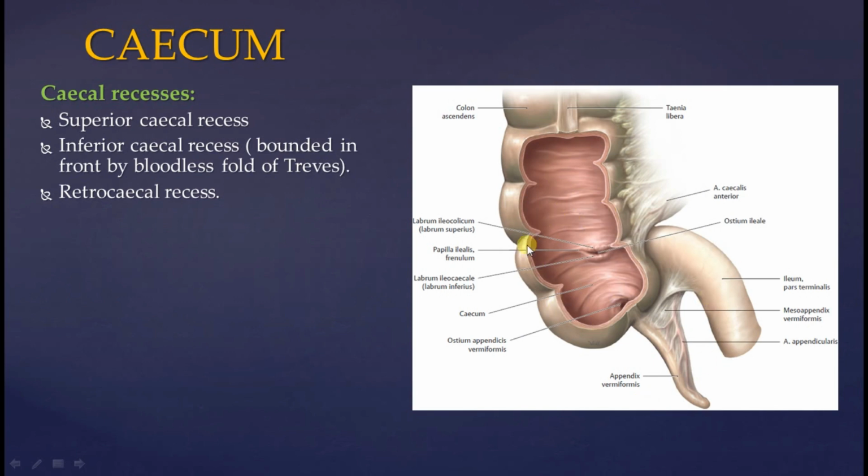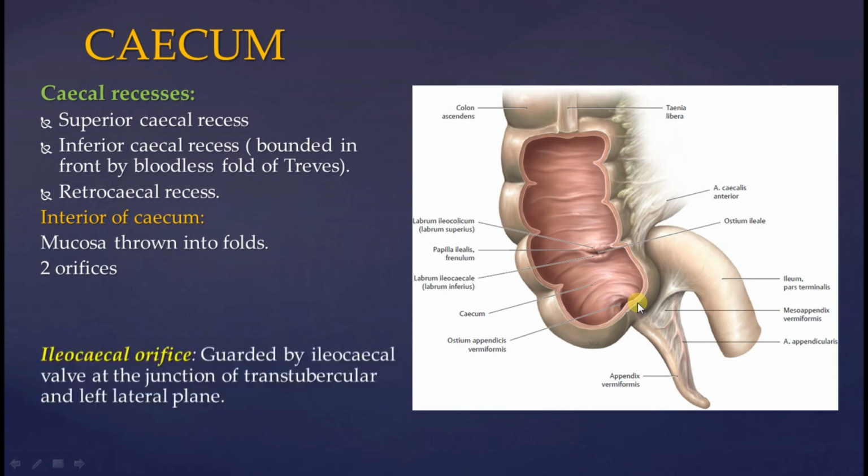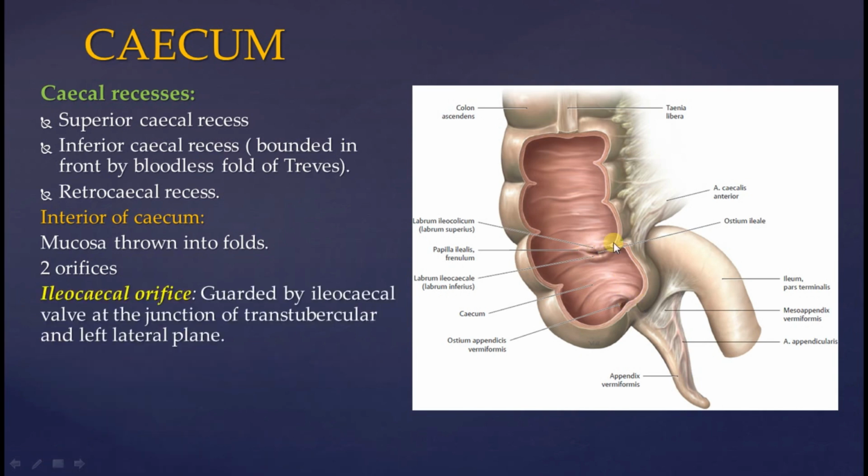Next, coming to the interior of the cecum. In the mucosa, you are able to see that it is thrown into folds. You see two orifices. One is the ileocecal orifice, and the other one is the appendicular orifice. The ileocecal orifice is guarded by the ileocecal valve, which is formed by the reduplication of the mucosa, submucosa, and also the circular muscle. The valve has an upper lip and a lower lip, and they meet at the ends, forming the frenula.